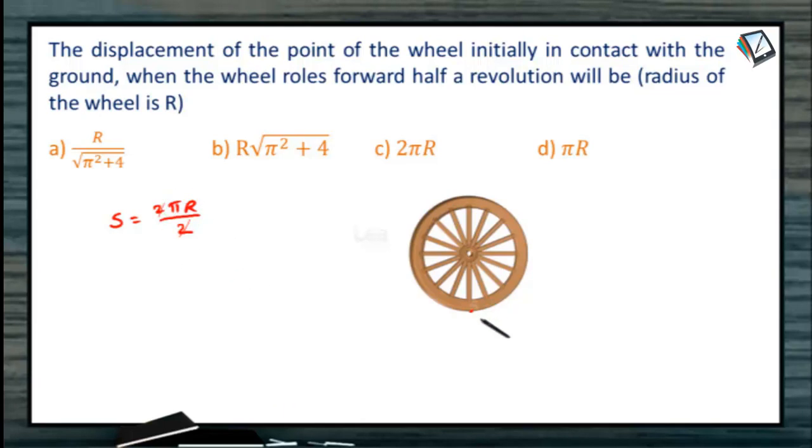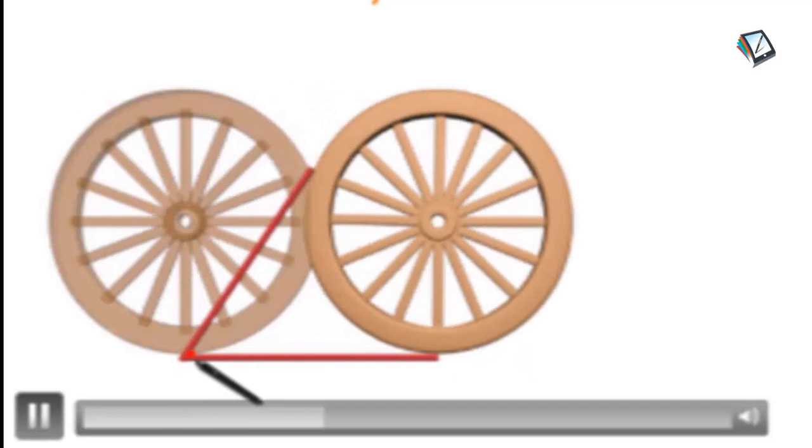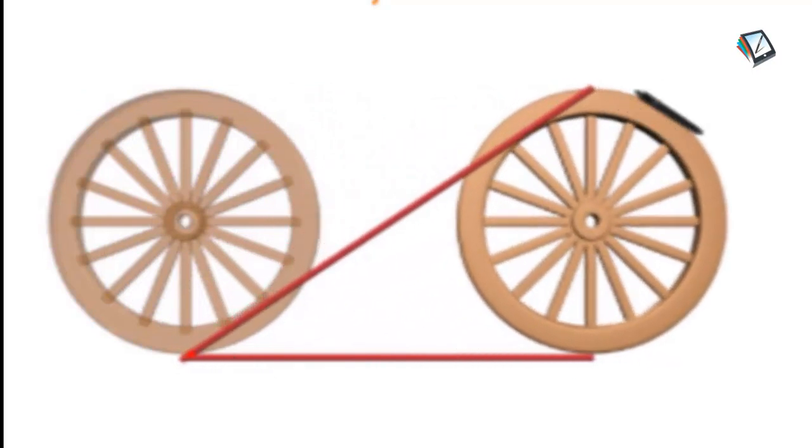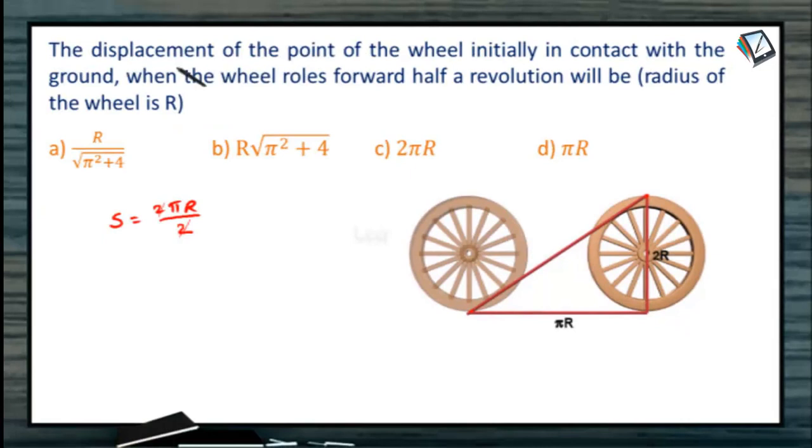But it is talking about the point which is in contact with the ground. You can see that as this wheel rotates by half a revolution, it reaches here. This is the initial position of the wheel, and this particular point has moved to this top point in half a revolution. So everyone must agree to this.